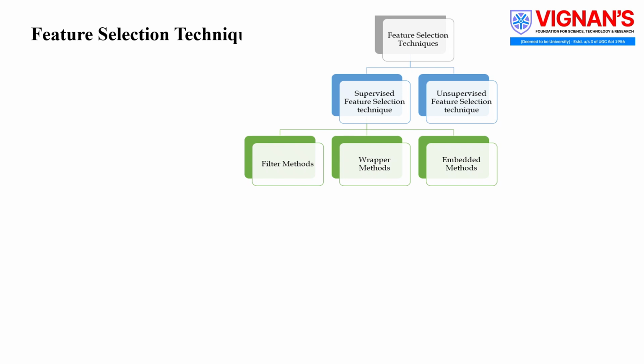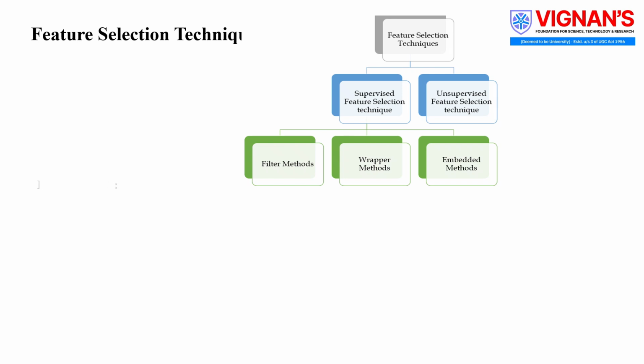Now, under the supervised methods, we have 3 commonly used approaches. Filter methods. Select features using statistical scores without involving any machine learning model. Wrapper methods. Select features by testing different feature subsets directly with a machine learning model. Embedded methods. Select features automatically during model training as part of the learning process. These methods help us choose the most relevant features depending on the dataset and the model we are using.